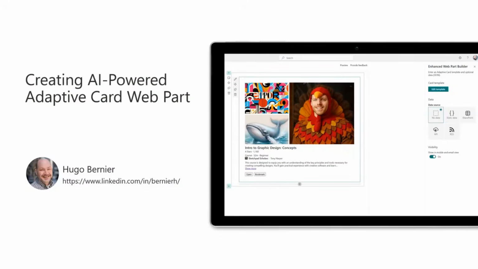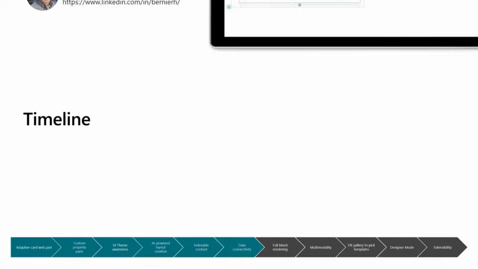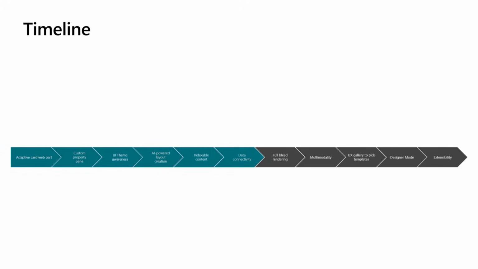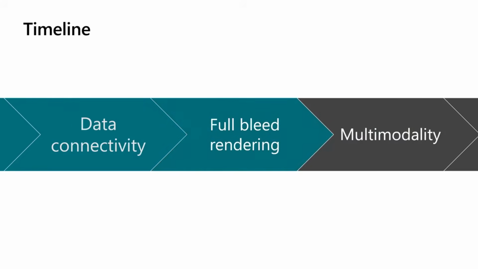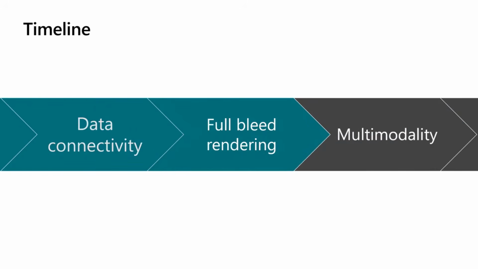All right, so this is a continued series about creating an AI-powered adaptive card web part. The whole point of this series is to try to fit in every single feature, every single capability in a web part in a way that makes sense, just to educate people about some of the lesser known features. Today is probably going to be one of the easiest ones. We talked about data connectivity last time. Now we're going to talk about full bleed rendering.